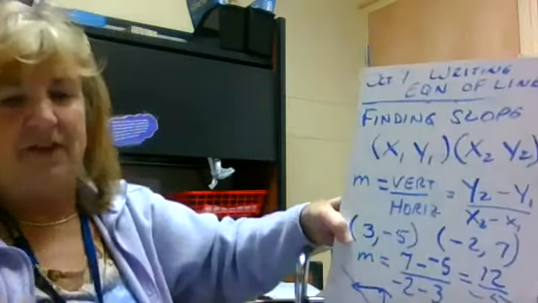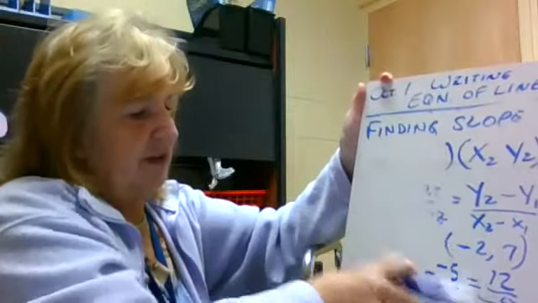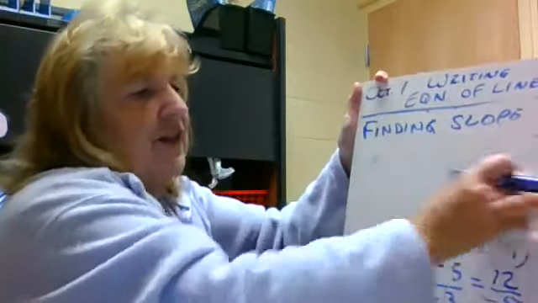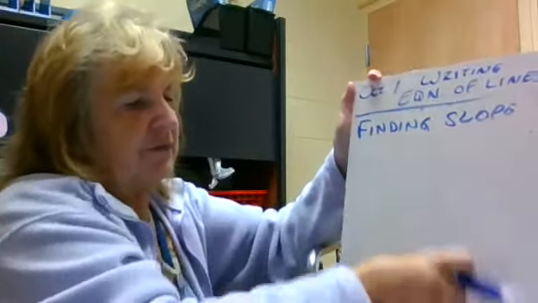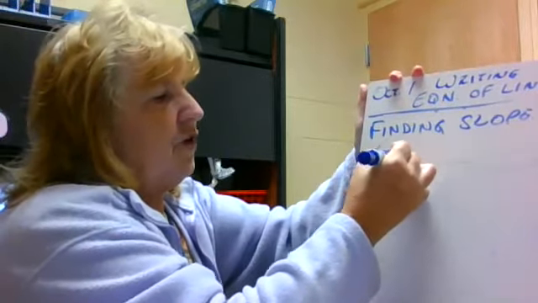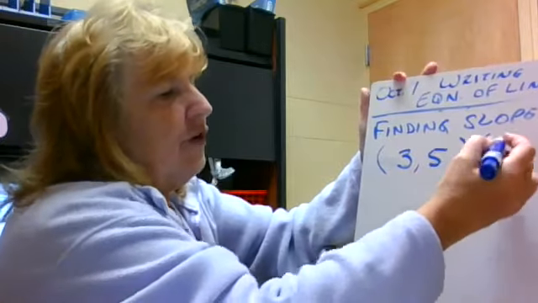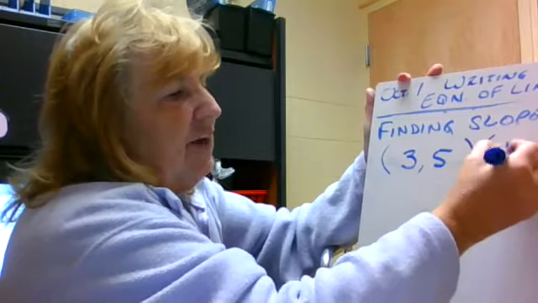Okay. Let me show you another example when you get the 0 or the no. Let's do the ordered pair 3, 5, and the ordered pair 8, 5.